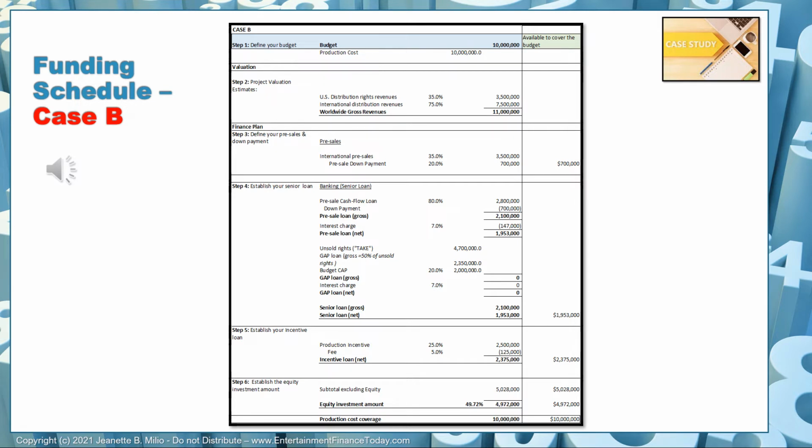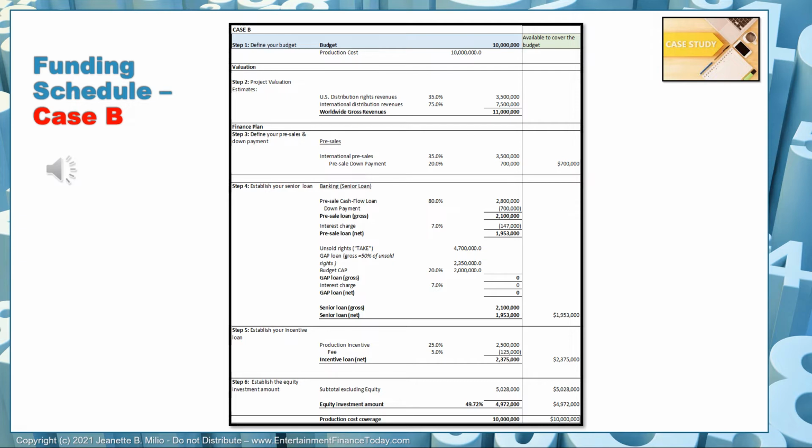So then we are looking at our senior loan option. We are assuming that our bank is giving us 80% of the pre-sales that we have accomplished of $3.5 million, which would be $2.8 million. We're deducting the down payment because we already received this and will be using it to cover a portion of the budget. The bank will not give us a loan for that. So the net loan for these pre-sales is therefore $2.1 million.